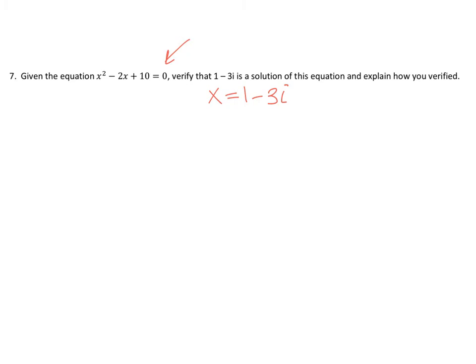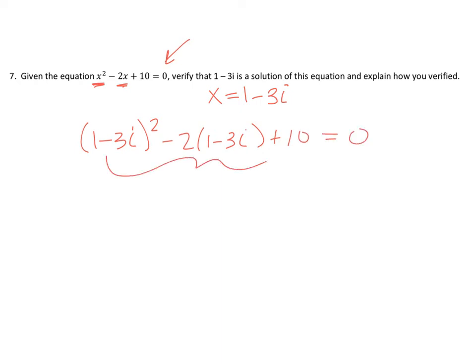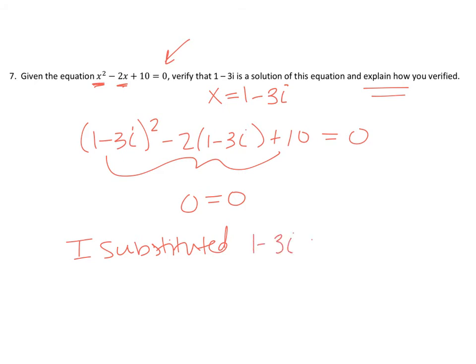So in order to verify that it is a solution, you're going to replace x with 1 minus 3i. So I'm going to plug in 1 minus 3i into my values of x, and I'm going to type this whole left side into my calculator, and I'll end up getting 0 equals 0. So the explanation of how you verified is you can say I substituted 1 minus 3i in for x to see if it gave me 0.